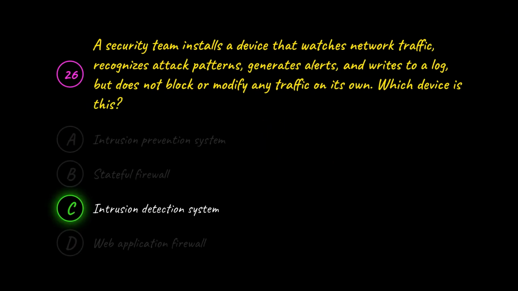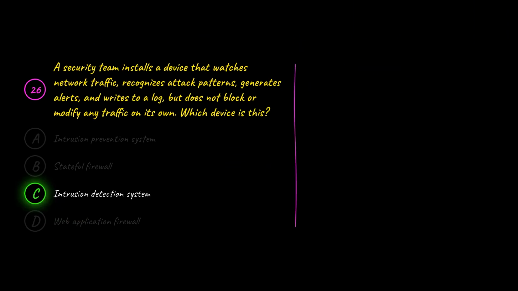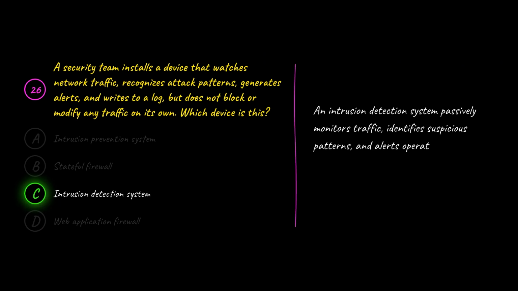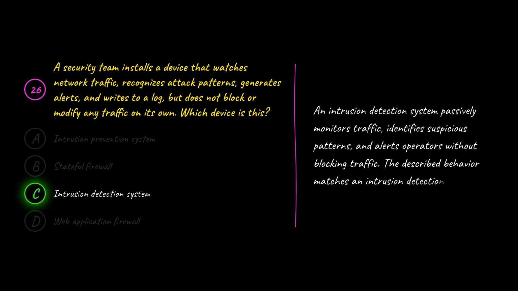The correct answer is C. Intrusion detection system. C is correct because an intrusion detection system passively monitors traffic, identifies suspicious patterns, and alerts operators without blocking traffic. The described behavior matches an intrusion detection system exactly.